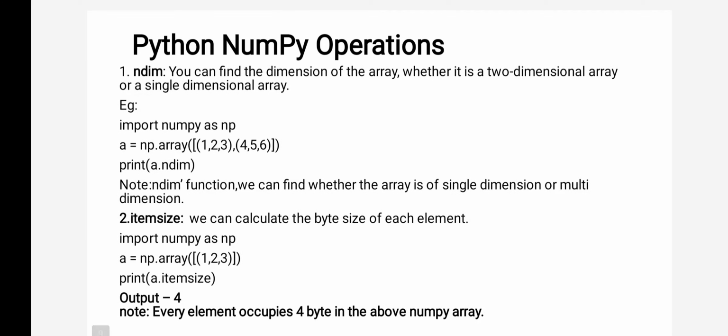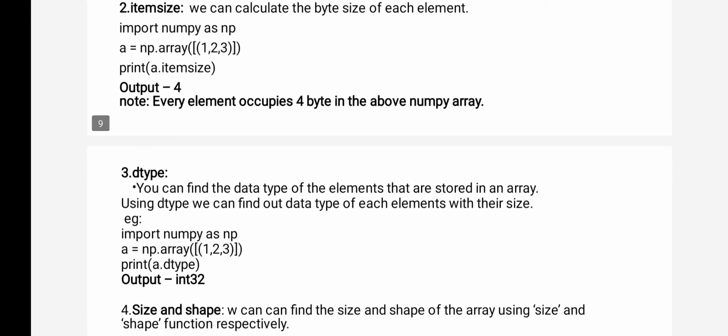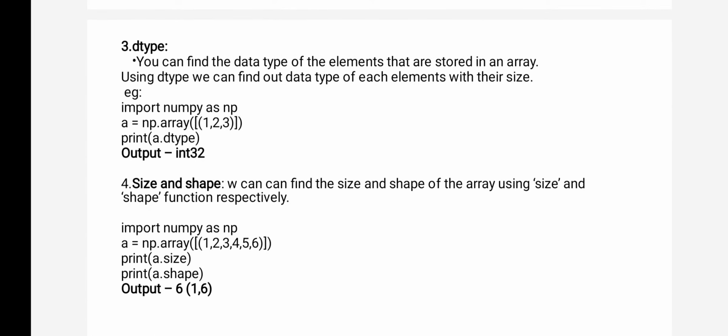ndim: using this we can find out the dimension of the array. itemsize: using itemsize you can calculate the size of each element in the array. If it is an integer we use 4 bytes; for each type there is a particular size in memory, and you can find that out using itemsize. Next, dtype: using dtype you can find the data type of an element. In this example, each element is an integer, so it displayed int.